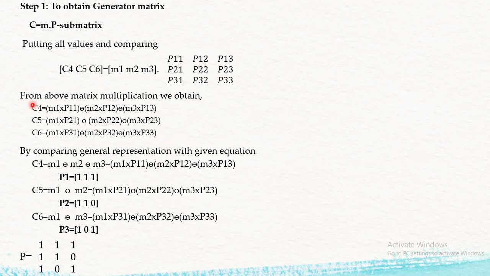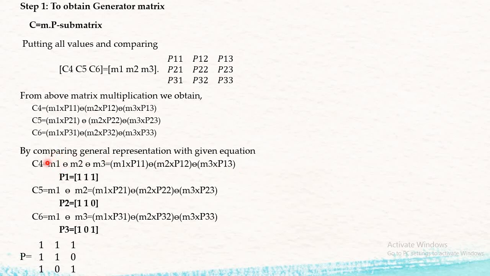Now we know the final equation of C4, that was already given. C4 is equal to M1 XOR M2 XOR M3. Now we have to compare this given equation with the equation which we have derived, and how are we going to compare them?